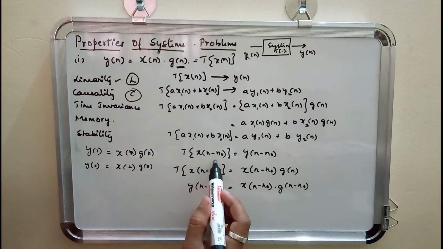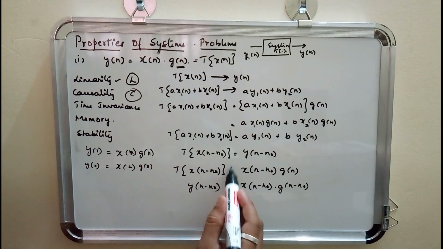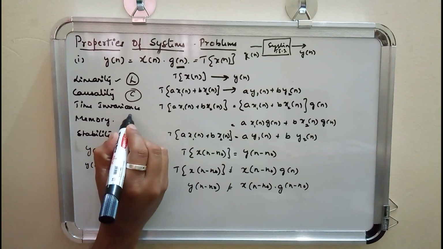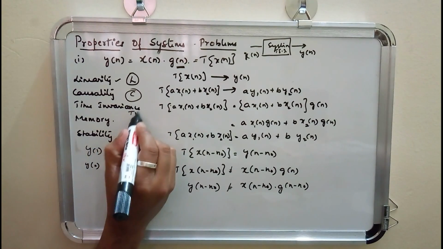That means a shift in the input will not result in the same shift in the output. So the system is time variant. So the system is not time invariant, or I can call it a time variant system.